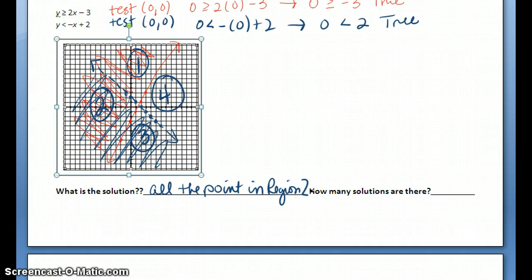Now, it doesn't matter which one you call region 1 or region 2 or region 3 or region 4, but what you can do is name them so you can say which one all the solutions happen in. And how many solutions are there? That question on these will always be answered: infinitely many.